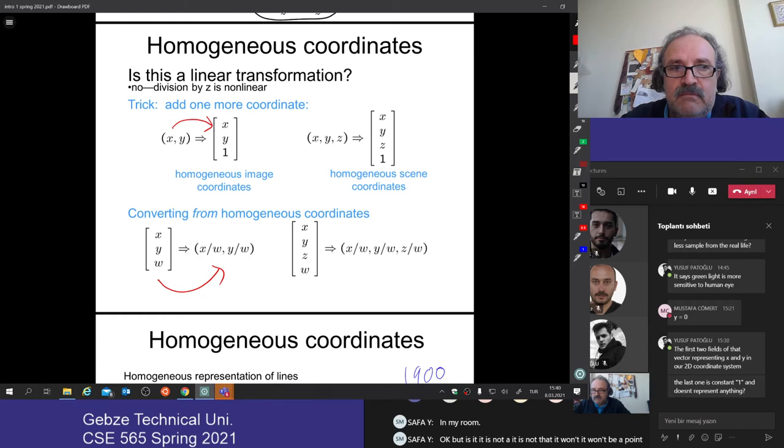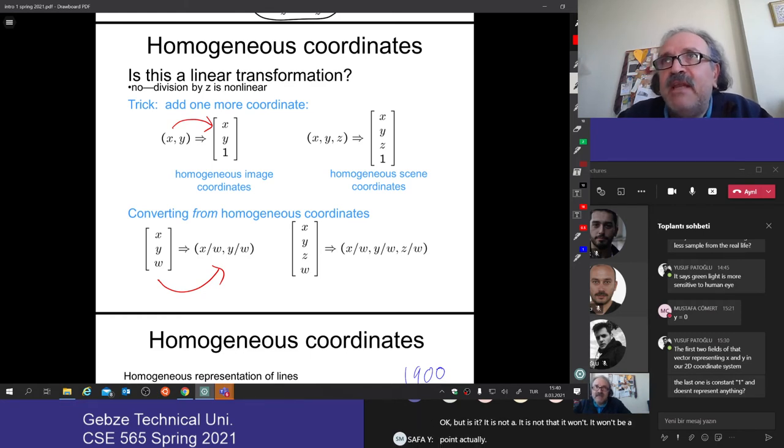It won't be a point actually. Well, yeah, there are infinitely many alternatives to represent a single point. Yeah. Okay. Thank you.